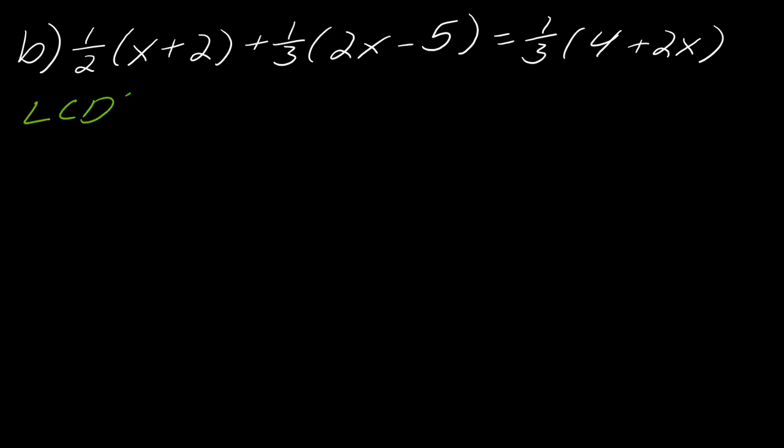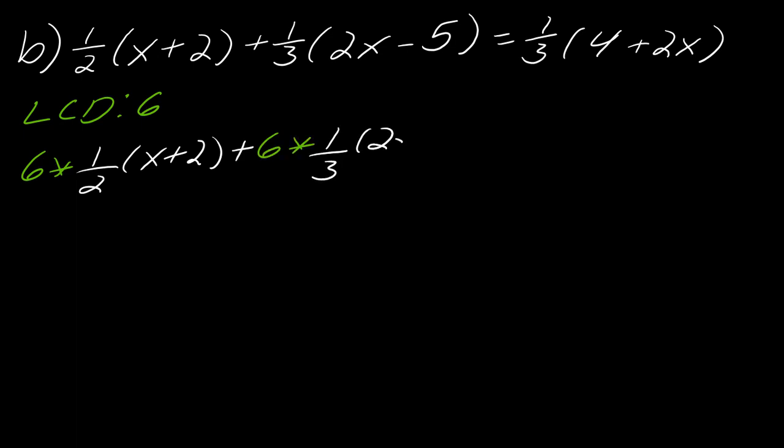So in this case, my LCD is 6. So if I set this up, I've got this, and then 6 times the 1/3, 2x minus 5, and then this 6 times the 1/3, 4 plus 2x.